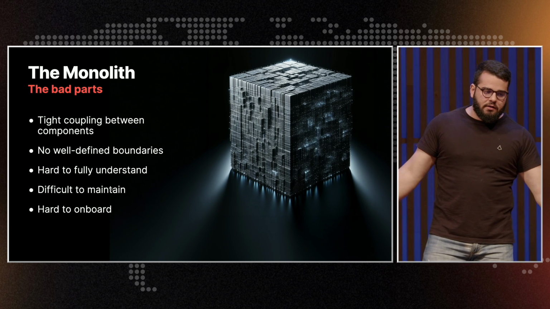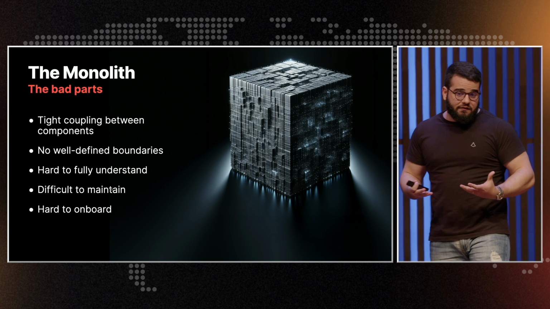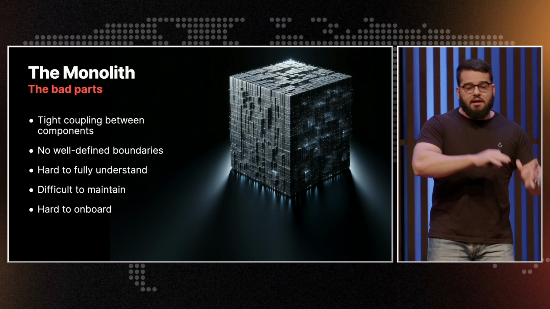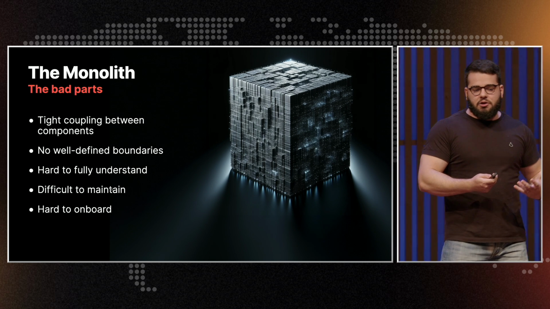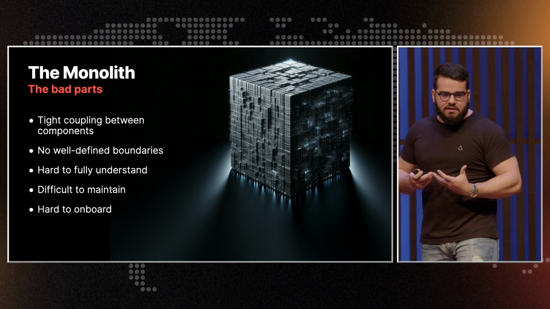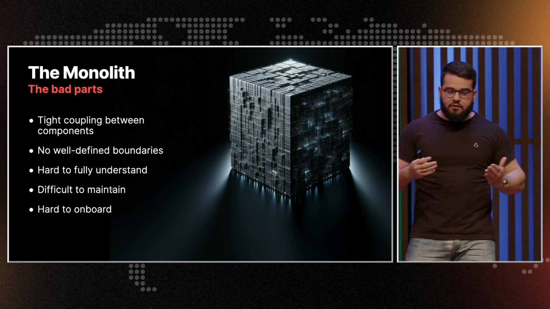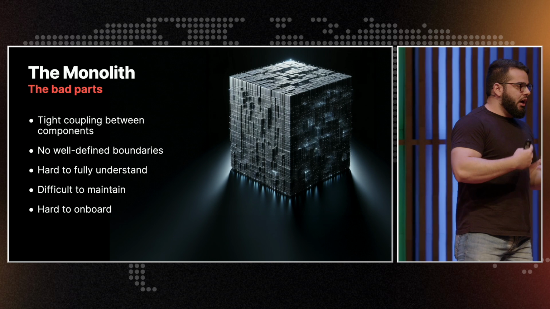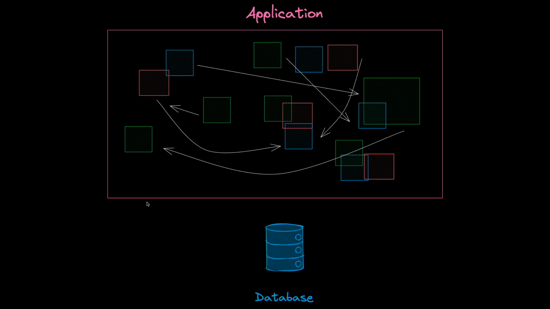The biggest problem is probably tight coupling between components. You have no well-defined boundaries. You don't know where a component starts and where it ends. If you have a big project, a medium to large project, it gets really hard to understand. You join a new project and you have this huge repo with 700 files. There's a lot of cognitive load. This is what a monolith usually looks like.